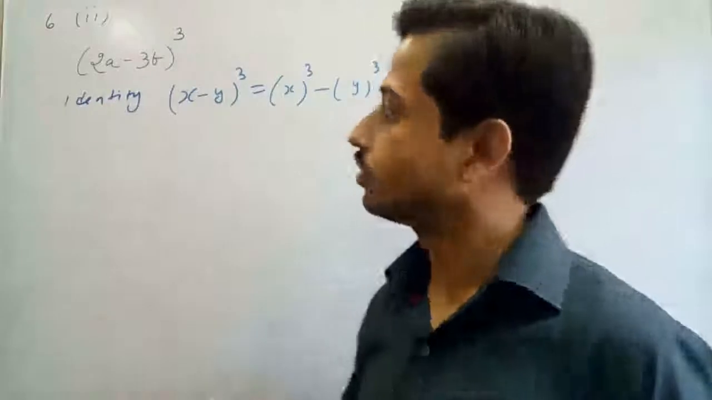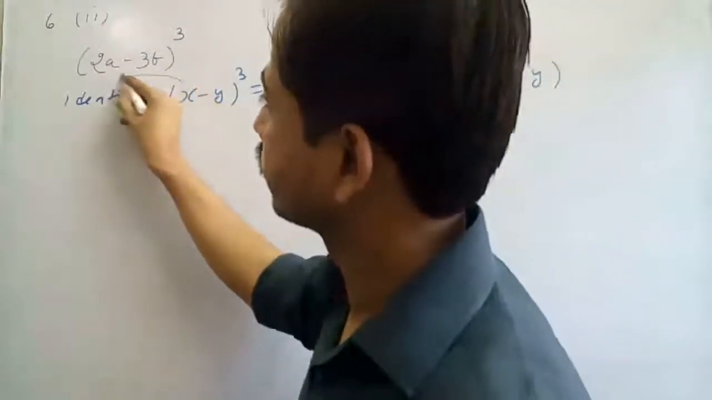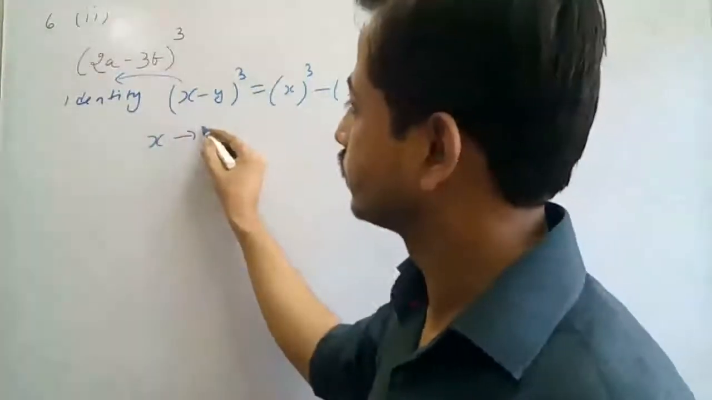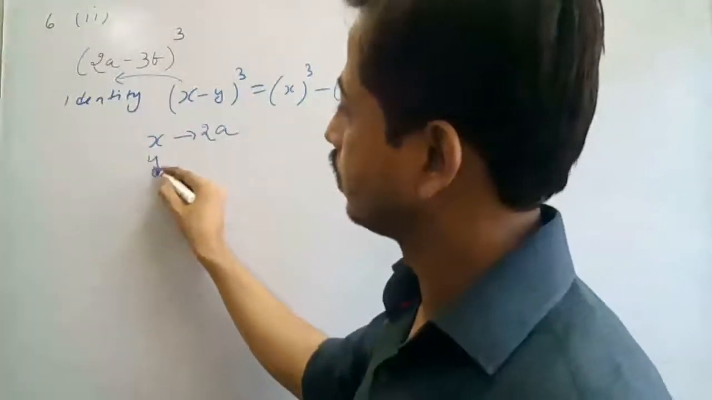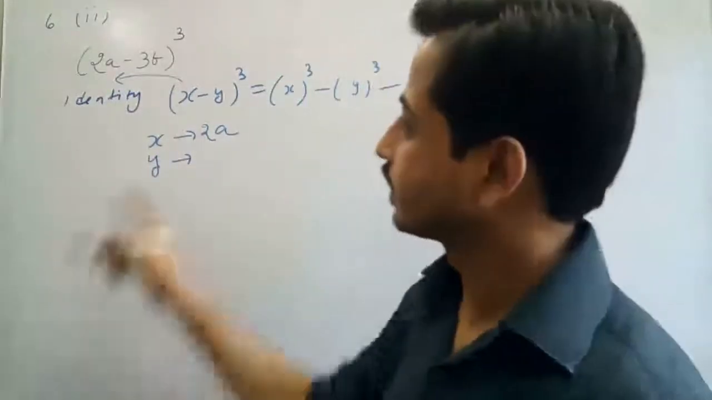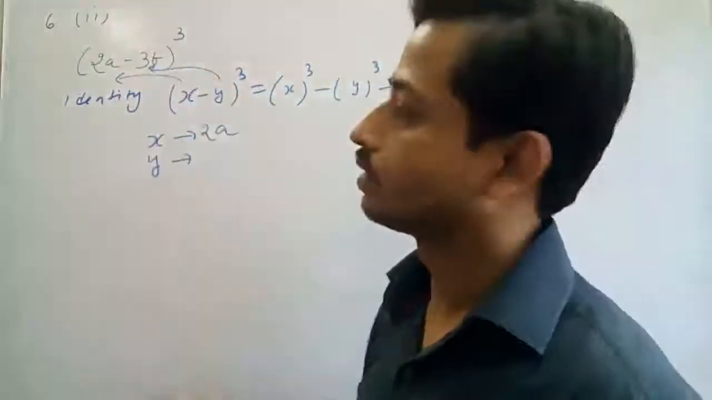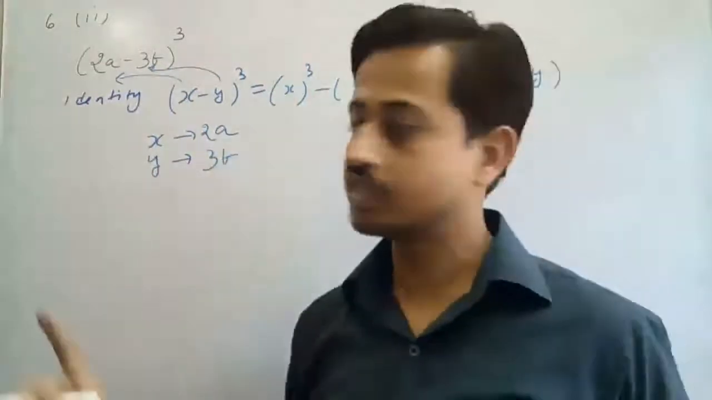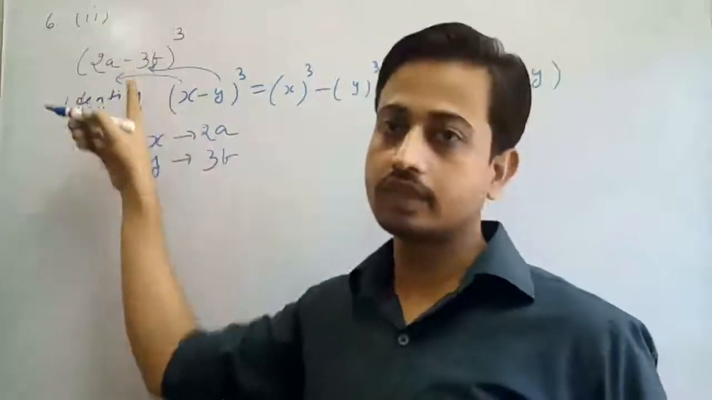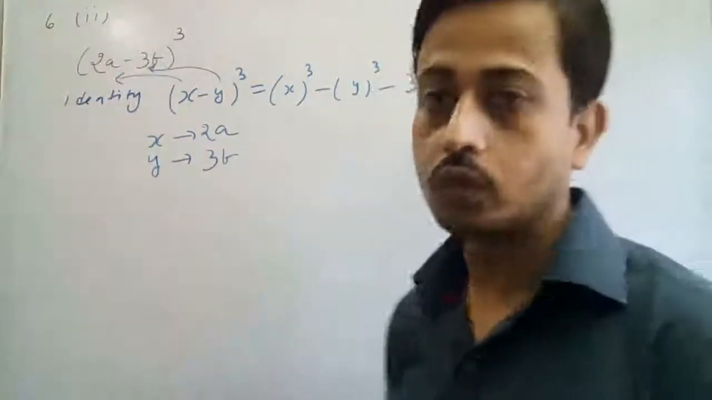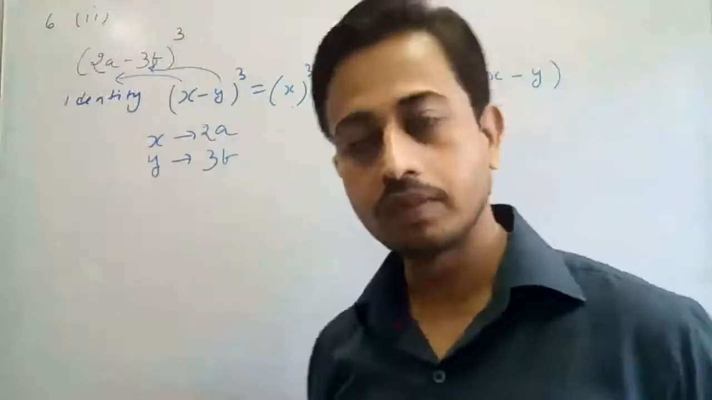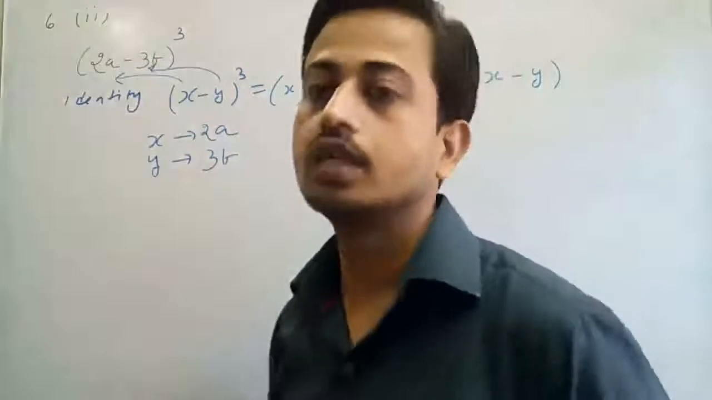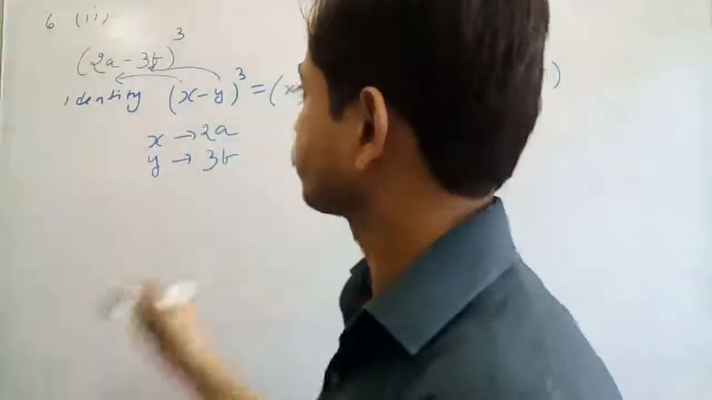Now do comparison. x is your first term, and in this first term it is 2a. So x becomes 2a. y is what? The second term. The second term in this case is minus 3b, because the sign is not considered, since here it is negative and here it is also negative. So we get x is equal to 2a and y is equal to 3b. Now we have to put these in and get the solution. So I am writing the solution. You do it yourself also.